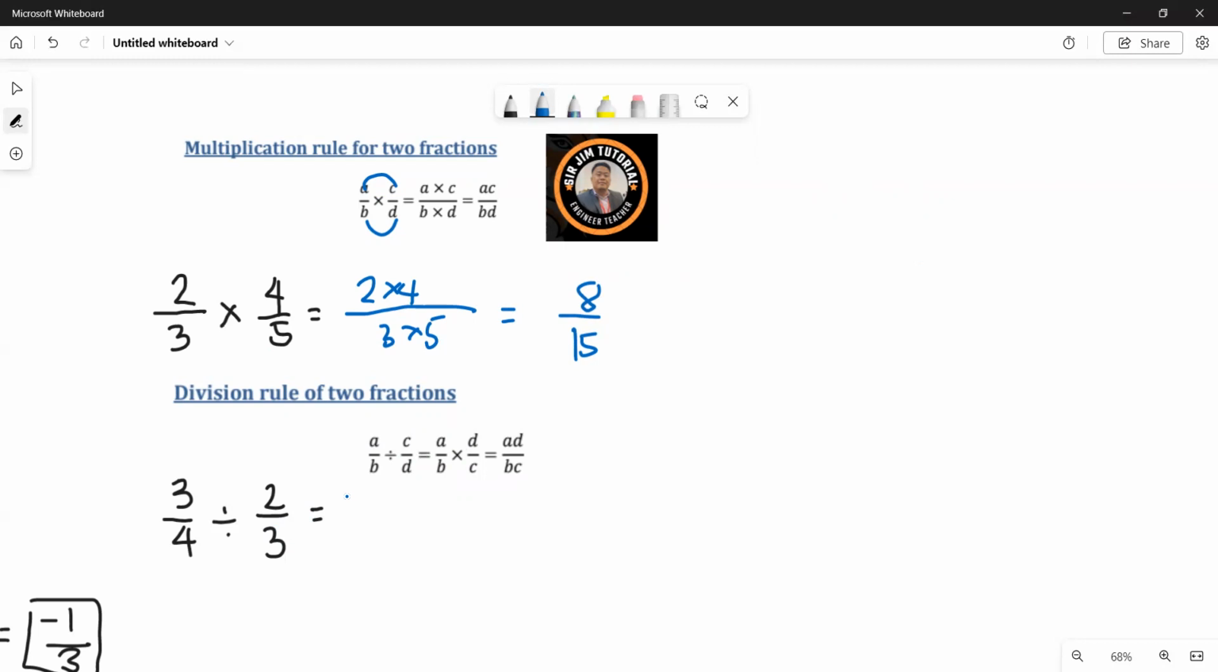For the division rule, you have a over b divided by c over d. You copy a over b and then flip c over d, which becomes d over c, and multiply them to get ad over bc. So here you have 3 over 4. Again, you have to flip this one and make it multiplication. From division to multiplication, you have 3 over 2. So this is 3 times 3 and then 4 times 2. So you have 9 over 8.